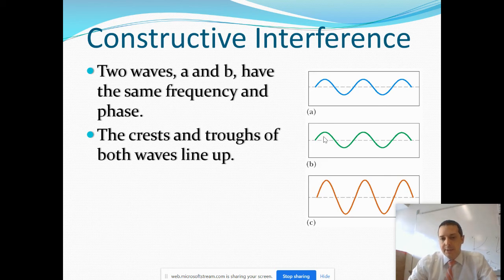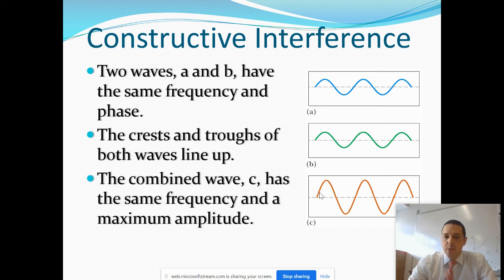If we were to add the amplitudes together, you'd be adding this amplitude to this amplitude, and you'd end up with what wave C is. You'll notice that the amplitude of C is twice A and twice B, because A and B have the same amplitude, so you add those amplitudes together and you get a greater amplitude. When you add the crests together and you add the troughs together and they make greater amplitudes for the combined wave, we call that constructive interference, because they're adding together, contributing to the same amplitudes.